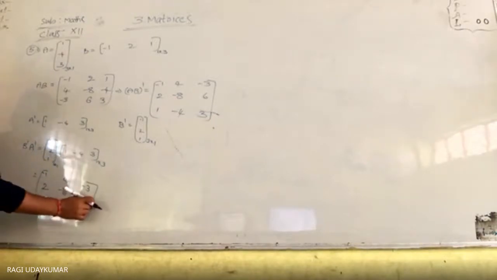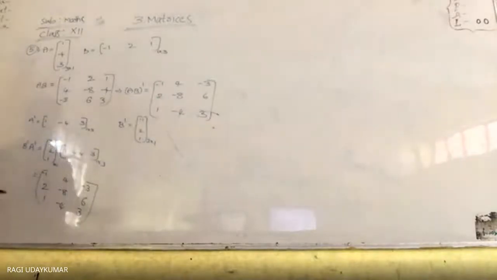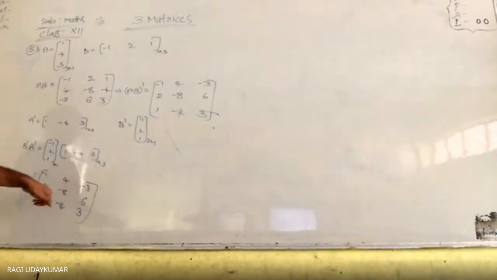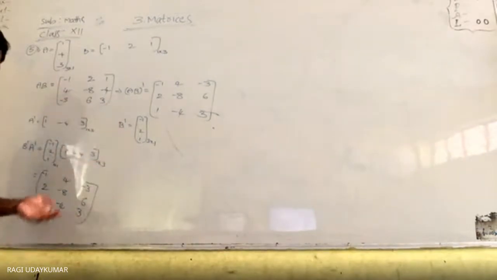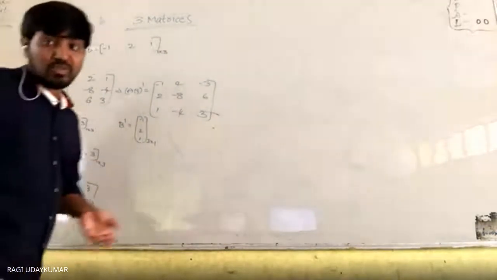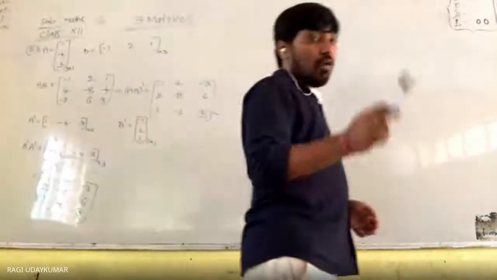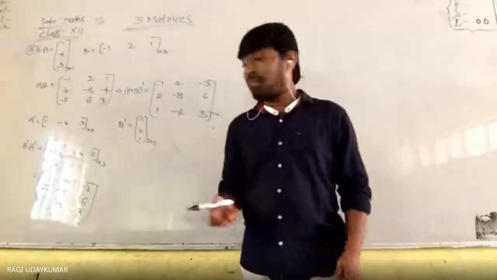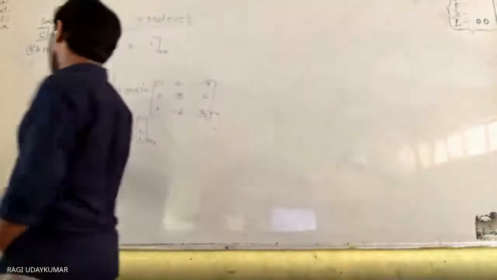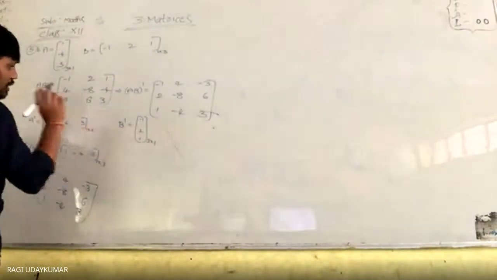Now you see this matrix and this matrix are both equal: -1 4 -3, 2 -8 6, 1 -4 3. So AB whole transpose is equal to B transpose into A transpose. I told you the property; that property holds here. And do remember that in this situation A transpose into B transpose is also possible.